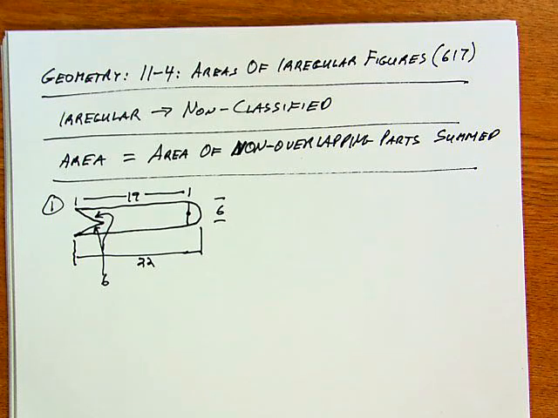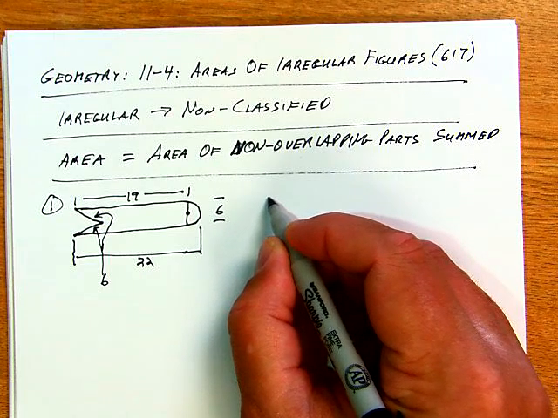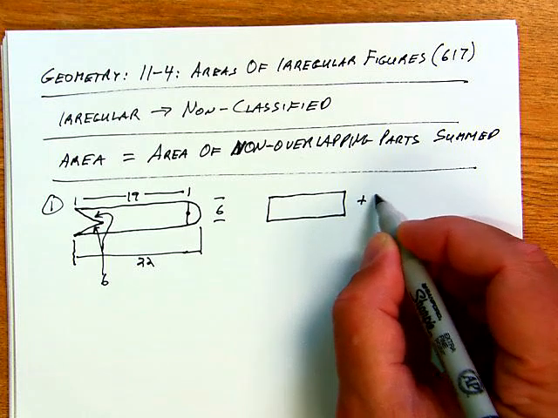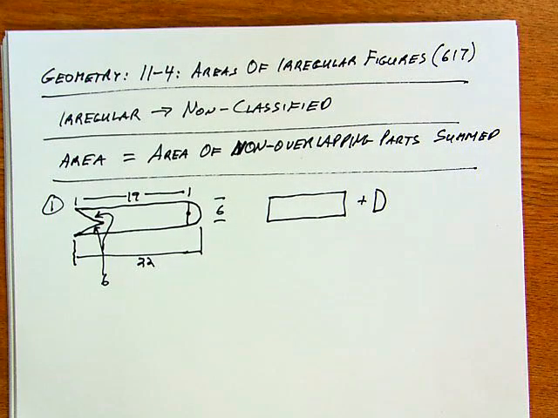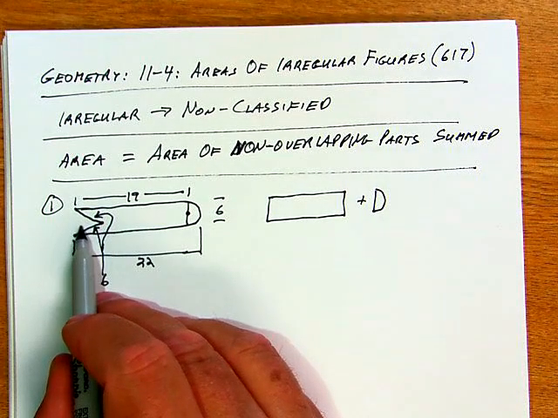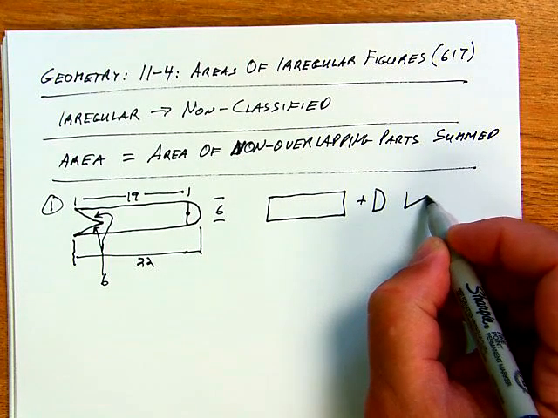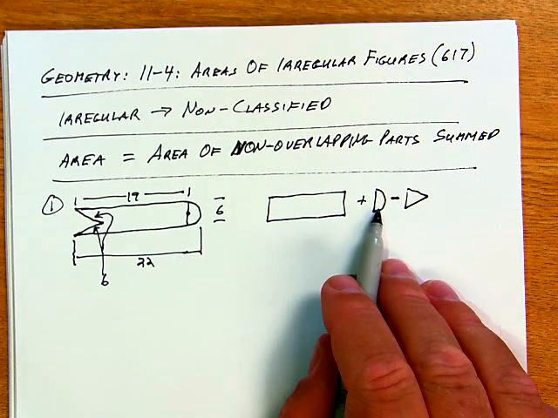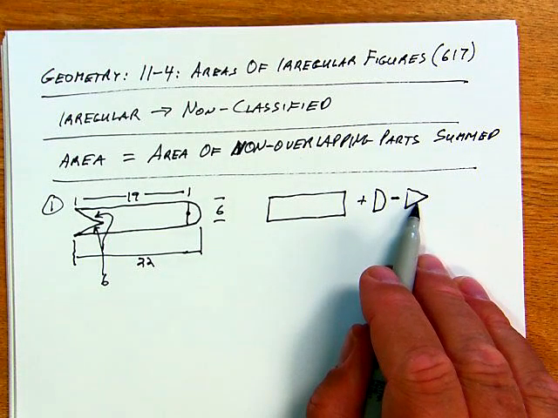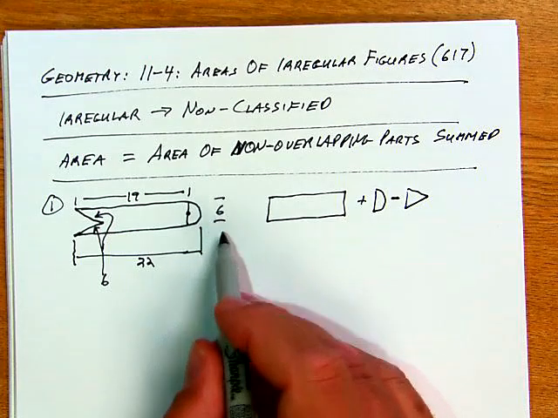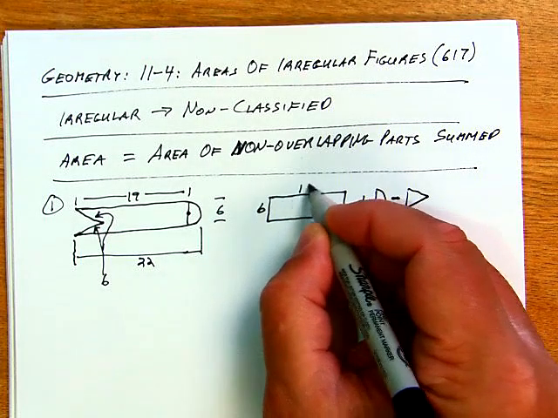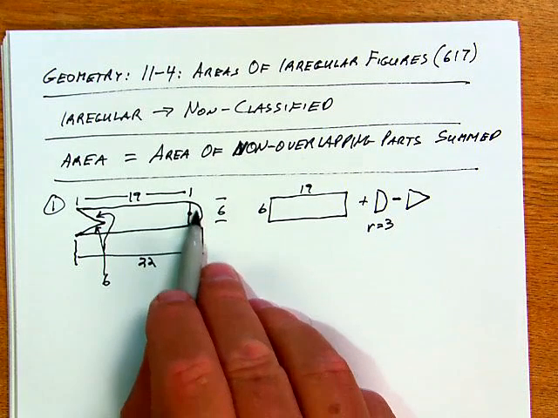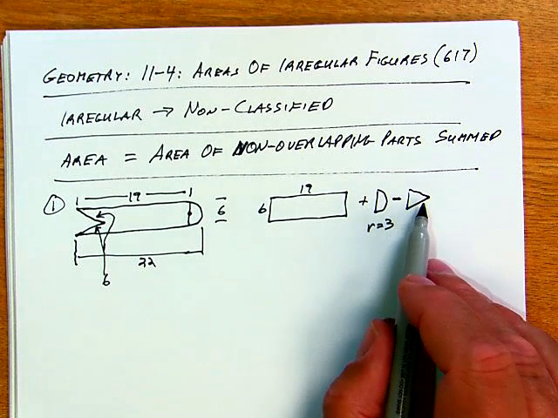Well, let's figure out the non-overlapping parts. We can take the long cylinder and add to it the semicircle at the end, the cone at the end. But that wouldn't quite be right because we have this missing part here. So we have to figure out the size of that triangle and subtract it. So the area of the rectangle plus the area of the semicircle minus the area of the triangle. Well, the rectangle is 6 tall by 19. The semicircle has a radius of 3 because the overall height is 6. And the triangle is the hardest part to figure out.